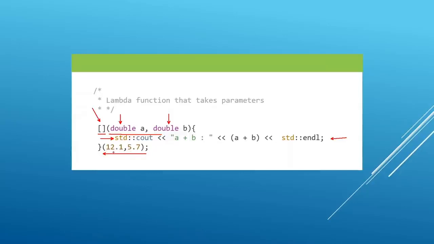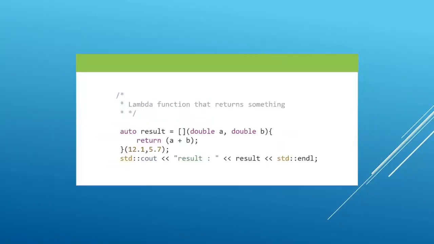Lambda function directly. Notice that we are passing in our arguments as double literals. Okay, this is how you can set up a lambda function that takes parameters and call it directly. Another thing we can do is make our lambda function return something. And that's really simple. We're going to set up the lambda function like this.